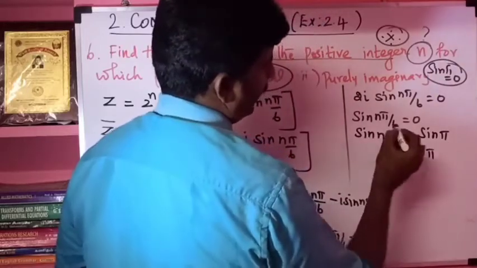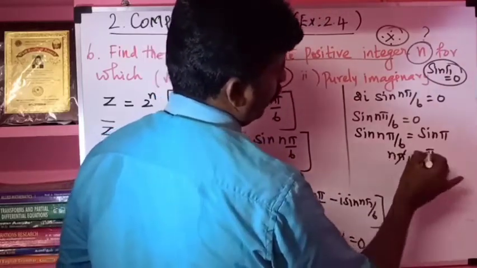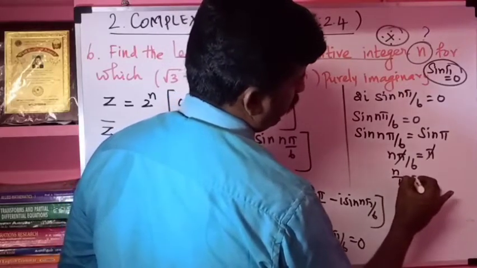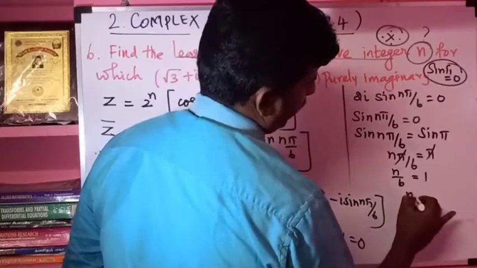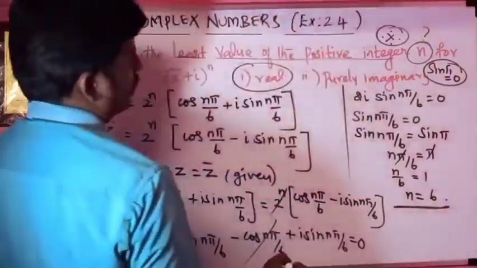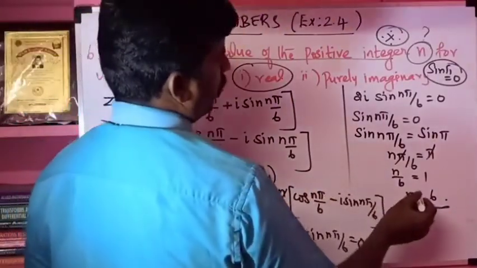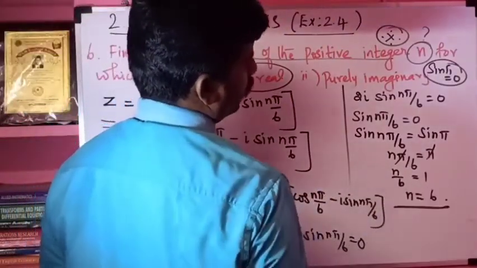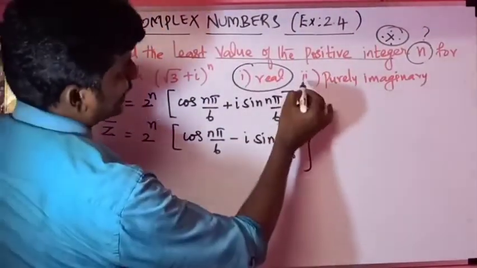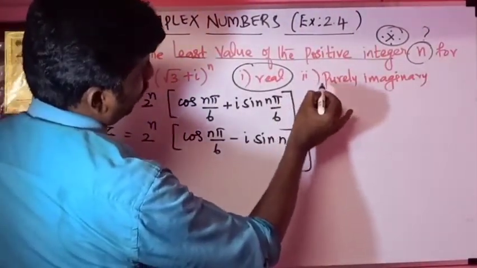Canceling pi, n by 6 is equal to 1, so n is equal to 6. The least positive integer value is n equal to 6. This is the answer. Understood? Now we are going to discuss the second point. What is given in the second point?